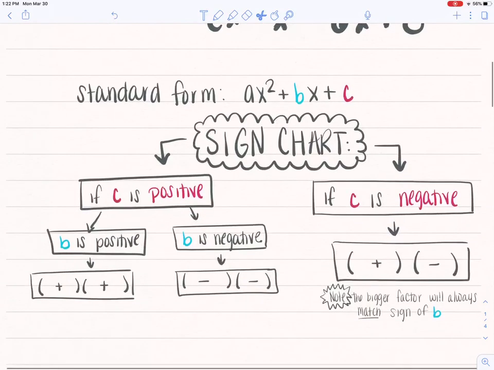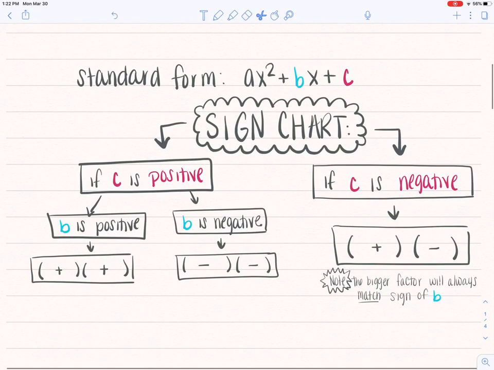So here's a nice little sign chart. I would take the time right now to pause the video, get this thing copied down, and then restart after you've copied it, because I'm going to be referencing it throughout the next 2-3 videos. So make sure you get this copied down.